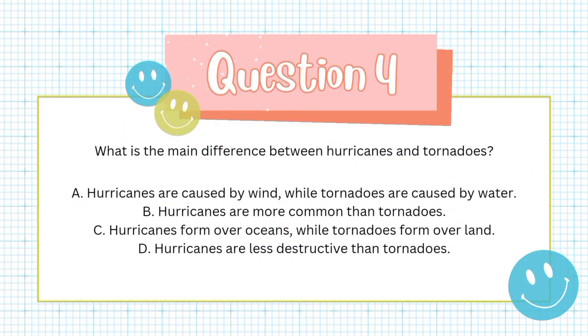4. What is the main difference between hurricanes and tornadoes? A. Hurricanes are caused by wind, while tornadoes are caused by water. B. Hurricanes are more common than tornadoes. C. Hurricanes form over oceans, while tornadoes form over land. D. Hurricanes are less destructive than tornadoes. The correct answer is C. Hurricanes form over oceans, while tornadoes form over land.